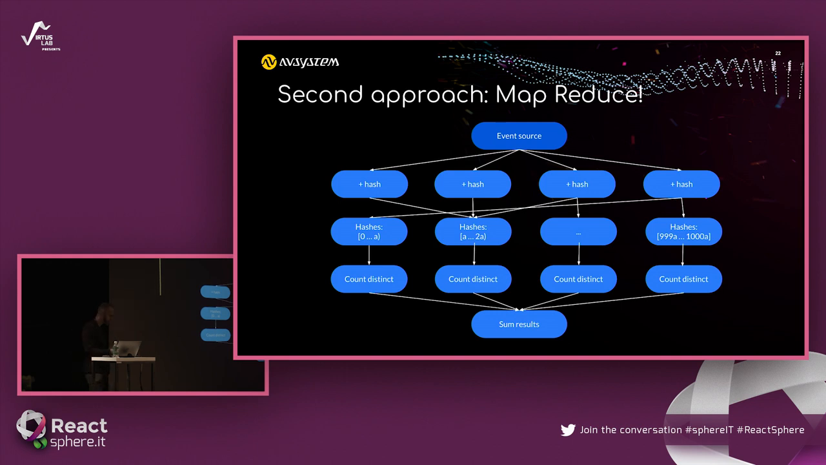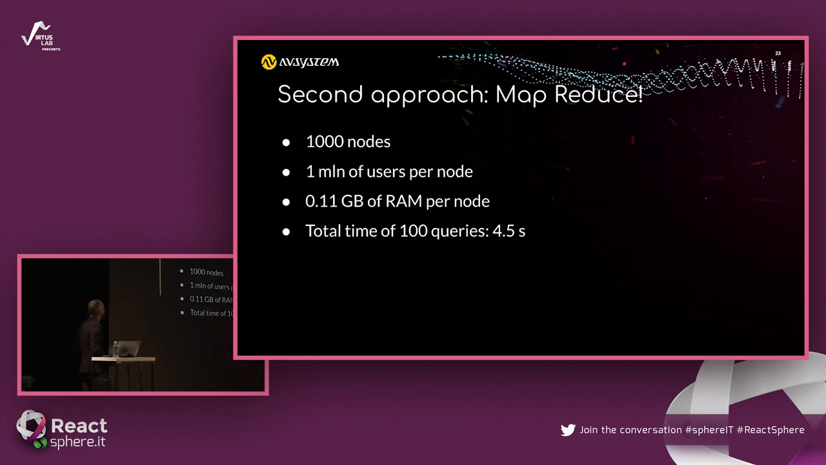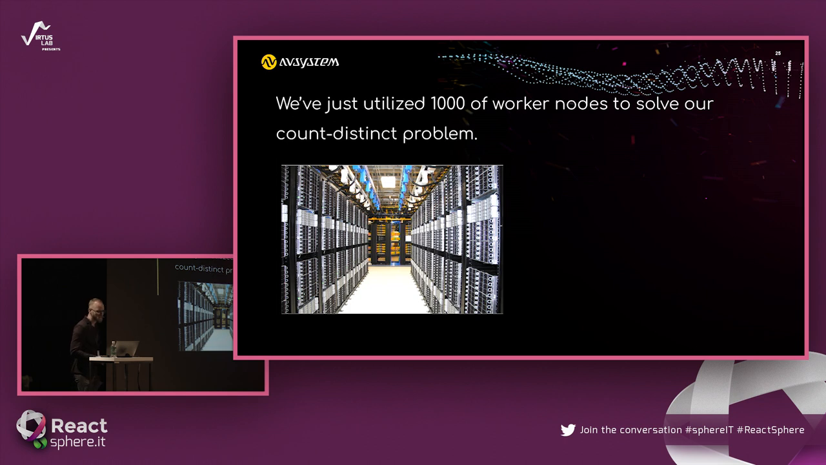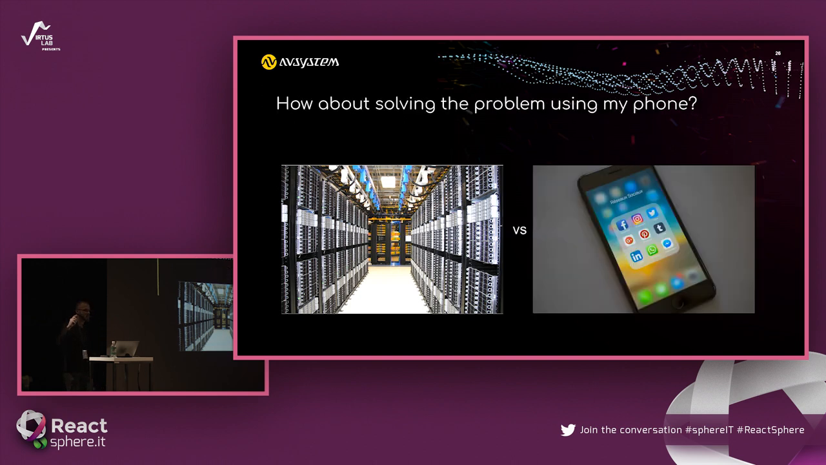Yeah, great. So we have 1,000 nodes, 0.11 gigabytes of RAM per node, and total time of 100 queries is 4.5 seconds. Not bad. There is one problem. We just utilized 1,000 worker nodes to solve our count distinct problem. How about solving the problem using my phone?